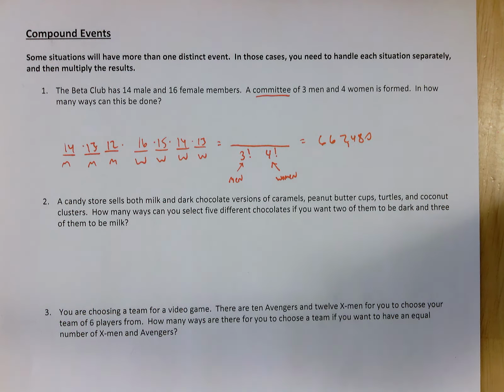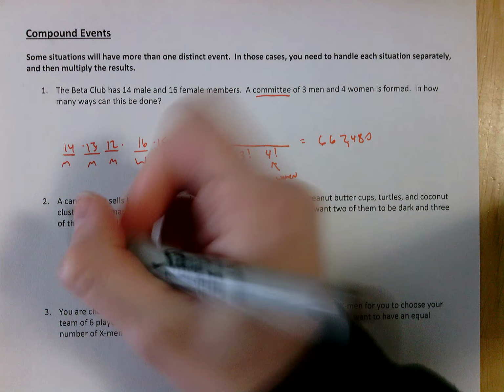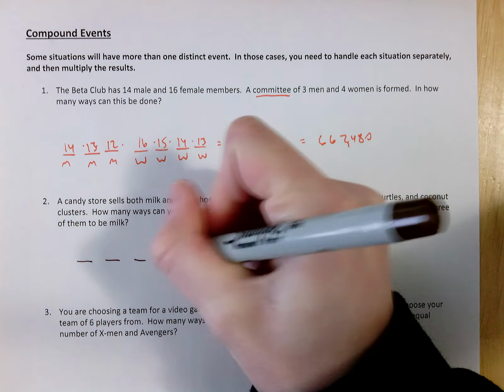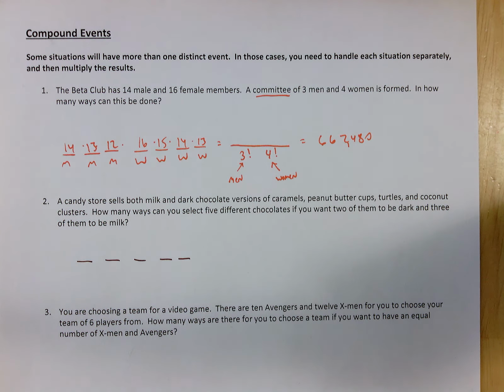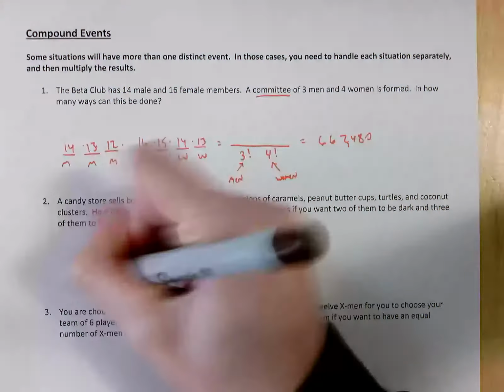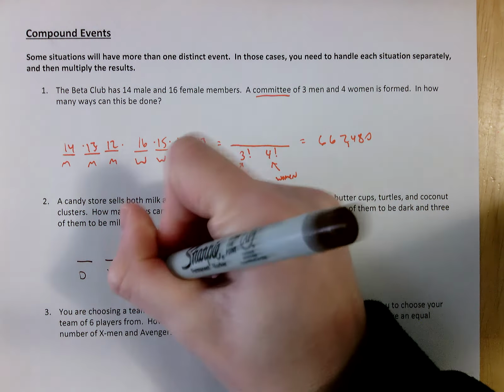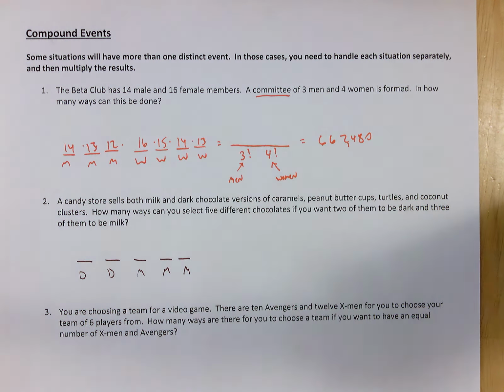All right, great. Let's look at the next one. We've got a candy store. They sell milk and dark chocolate versions of caramels, peanut butter cups, turtles, and coconut clusters. Sounds delicious. How many ways can you select 5 different chocolates if you want 2 of them to be dark and 3 of them to be milk? So we are selecting 5 chocolates, so I know I need 5 slots because I'm making 5 choices. I want 2 of them to be dark chocolates, and then I want 3 of them to be milk chocolates.